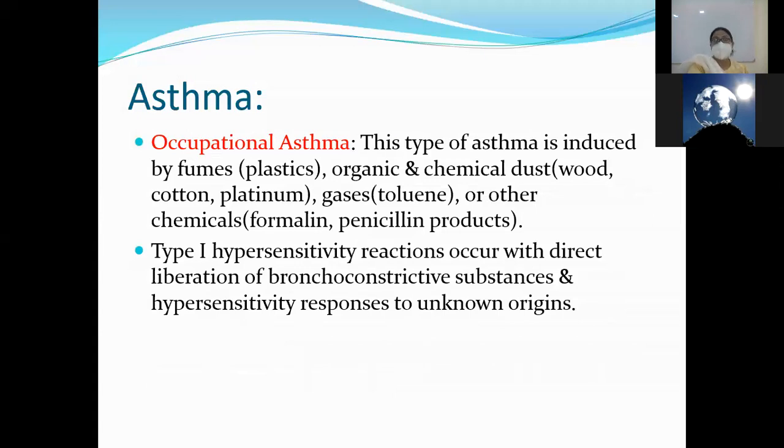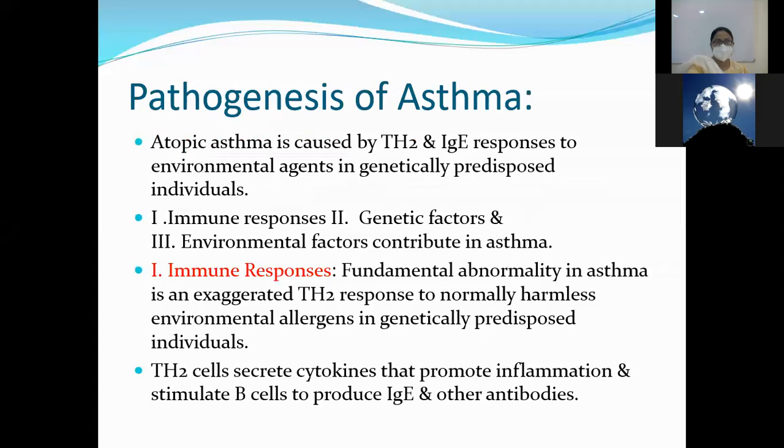The occupational asthma. This type of asthma is induced by fumes, organic and chemical dust, gases, and other chemicals like formalin, like penicillin chlorides. Type 1 hypersensitivity reaction occurs with direct liberation of bronchoconstrictive substances and hypersensitivity responses of unknown origin. Clear? Now, the pathogenesis of asthma, how asthma occurs.